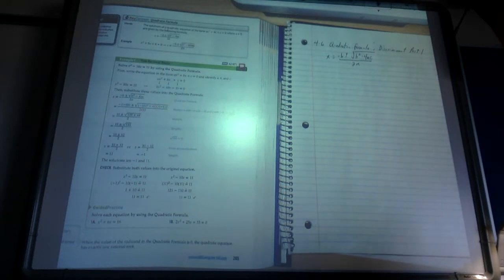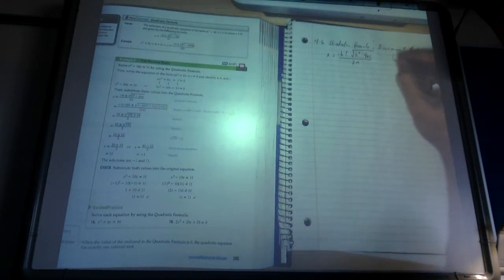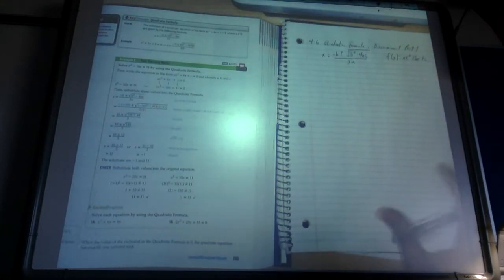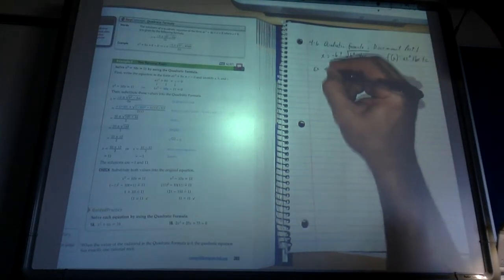So a, b, and c come from standard form of a quadratic. Remember, the standard form of a quadratic is ax squared plus bx plus c. So if we get a quadratic equation, all right, and we can get everything on one side of the equal sign, then we can just go plug in a, b, and c, and it'll help us find the answer. So I'm just going to jump into example 1.